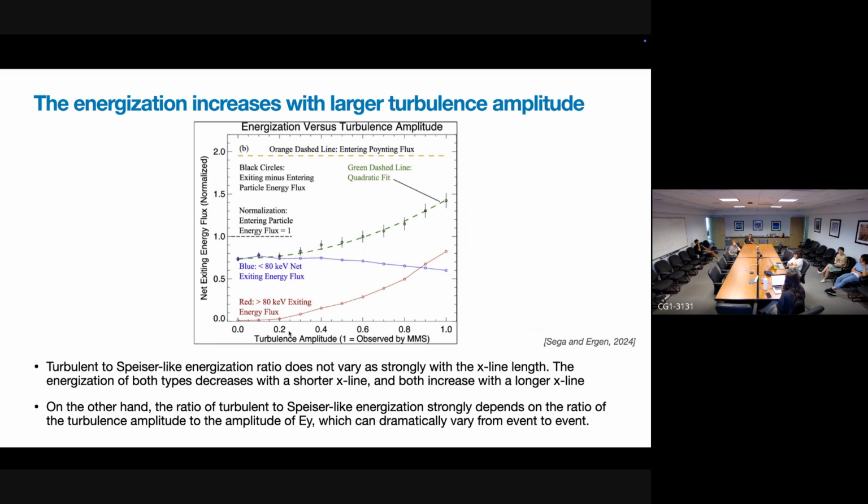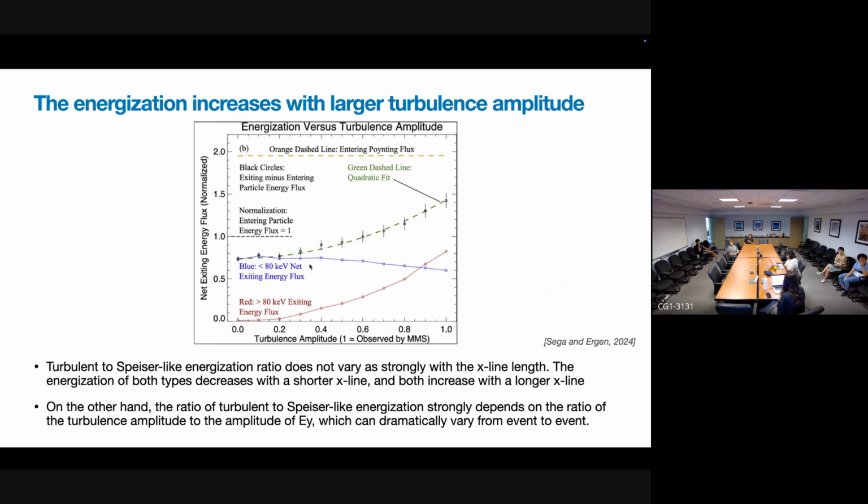That's how we can make a plot like this. So now the x-axis is the turbulence amplitude going from 0 to full amplitude, and the y-axis is the energy gain. Now we separate the particles below and above 80 keV, and we can see that while we're turning up the turbulent level, we have an increased population of the 80 keV particles.